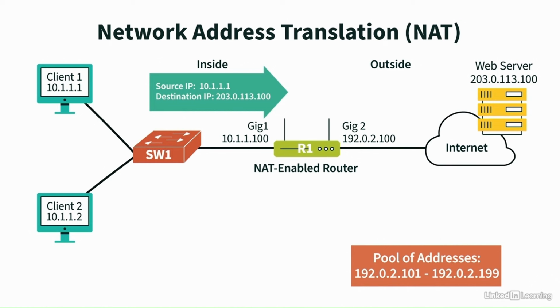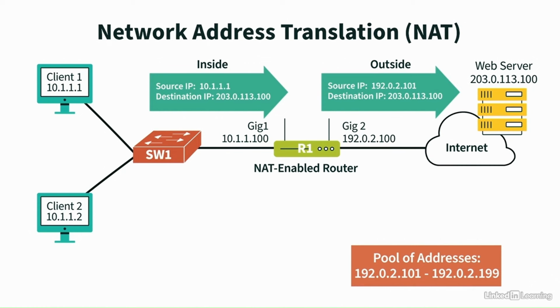Notice that client 1 has a private IP address of 10.1.1.1. That's not routable on the public internet. Fortunately, router R1 is configured for NAT. It's going to take client 1's private IP address of 10.1.1.1 and translate that into a publicly routable IP address from that pool, which we'll say in this case is 192.0.2.101.